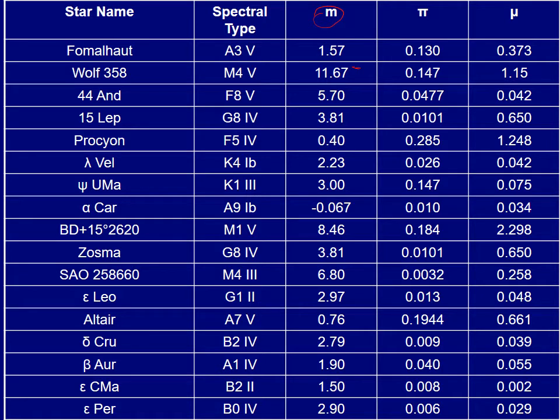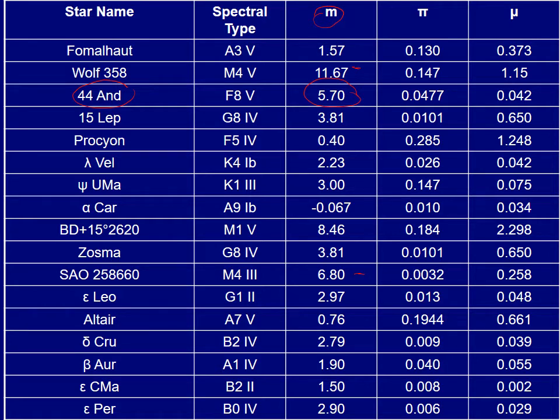So what's the dimmest one that you can see? Well, typically magnitude 6 is considered the dimmest. So this is almost magnitude 7 right there. That's too dim. So the dimmest you can see is right there, 44 Andromedae, at magnitude 5.7. The dimmest on the list is Wolf 358, magnitude 11.67, and the brightest was Alpha Carinae, and that is magnitude negative 0.67.